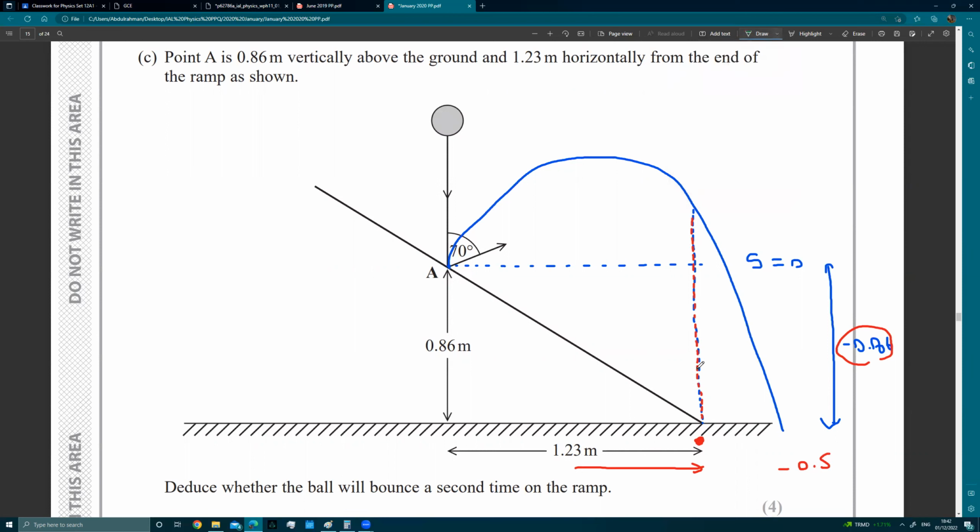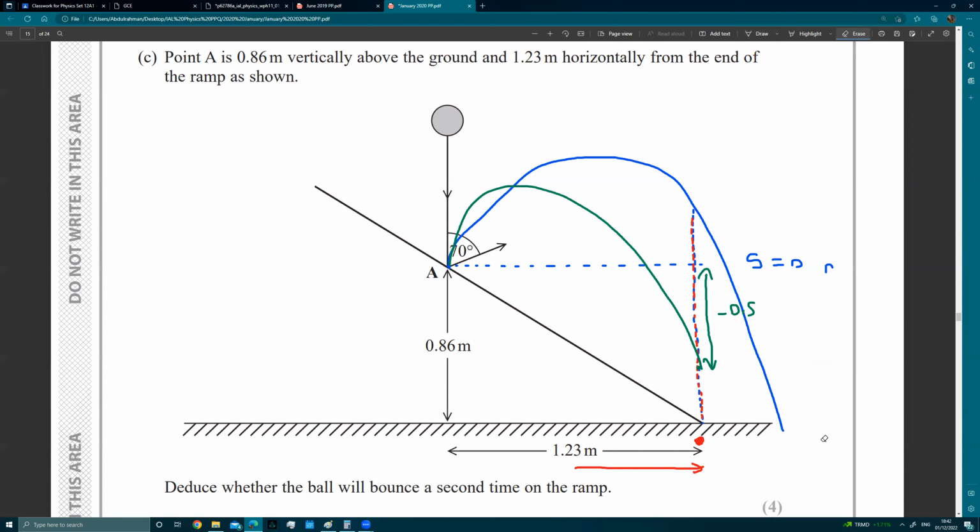So minus 0.5 is probably around here. It would have gone like this. So at that moment, it had minus 0.5. Anything higher than minus 0.86 means it would not have bounced a second time. So your goal is to work out what the vertical displacement was.